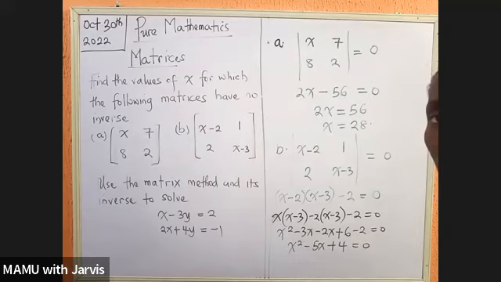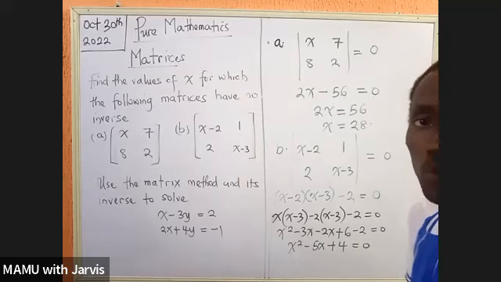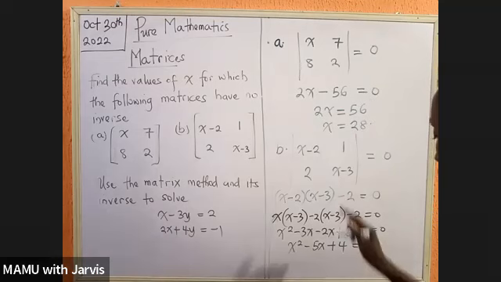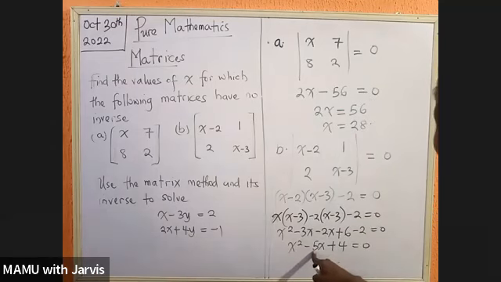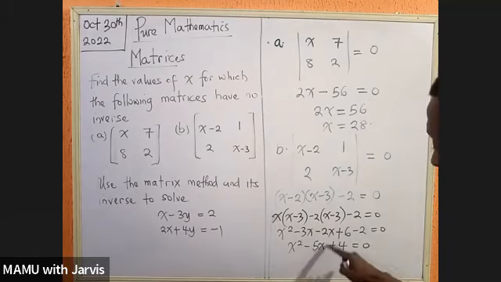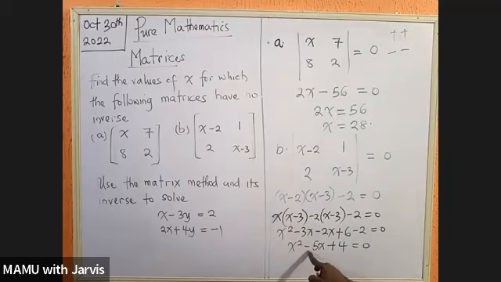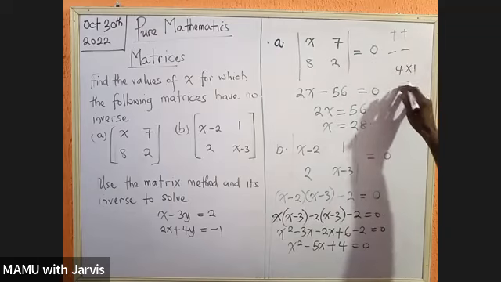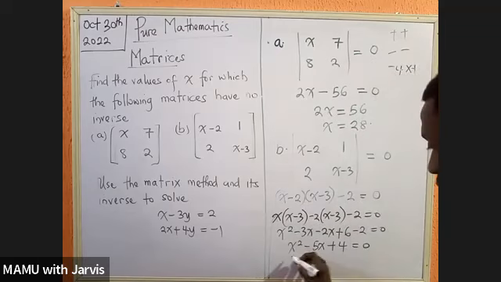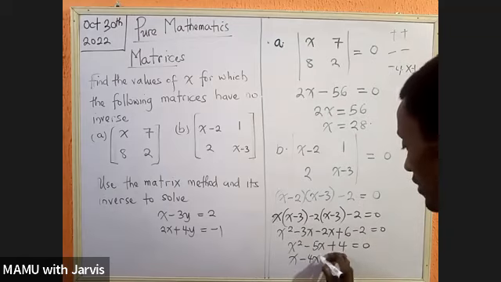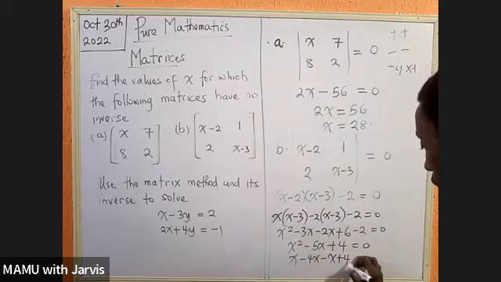So my concept of factorization, which is something you can watch on my YouTube channel, Mamu with Jarvis, you discover that this negative 5 will mean that I need 2 factors such that when I add them, I'm going to get negative 5. But when I multiply them, I'm going to get 4. The plus here will suggest that the 2 factors will either be both plus or both minus. But because this is negative, I'm going to use 2 factors that are negative. So 4 is 4 times 1. If I introduce negative, I'll get a factor. So this will be x squared minus 4x minus x plus 4 equal to 0.